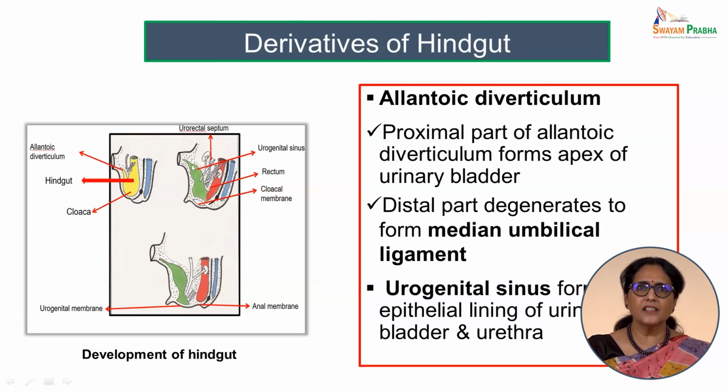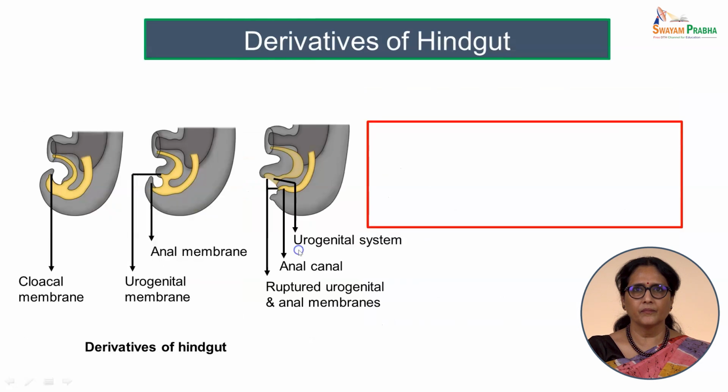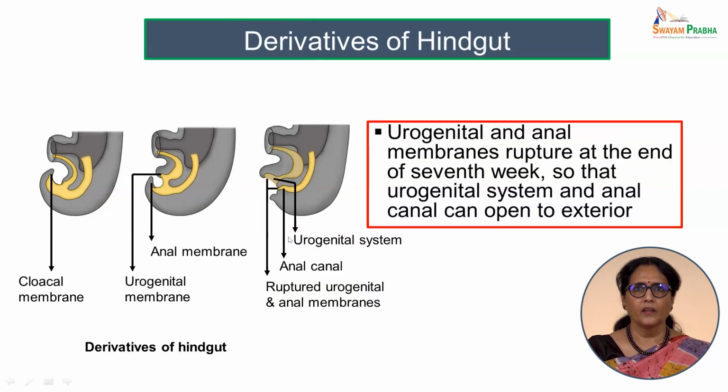The urogenital sinus forms the epithelial lining of urinary bladder and urethra. The urogenital membrane at the lower end of urogenital sinus and the anal membrane at the lower end of primitive rectum rupture at the end of 7th week of development, so that the urogenital system and the anal canal open to the exterior.